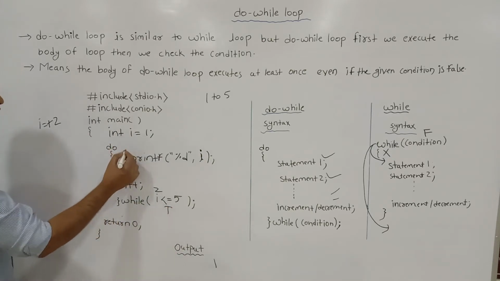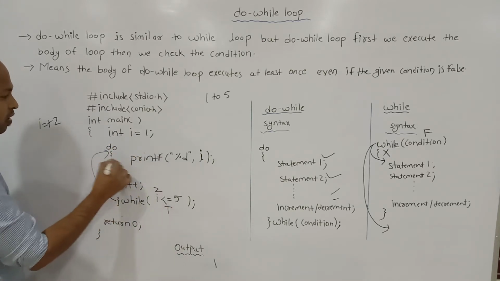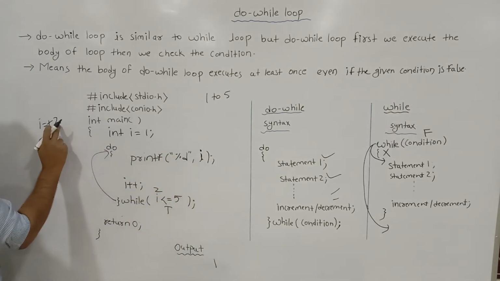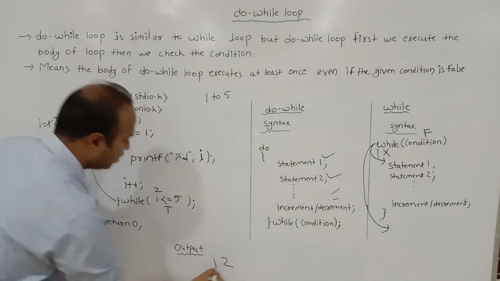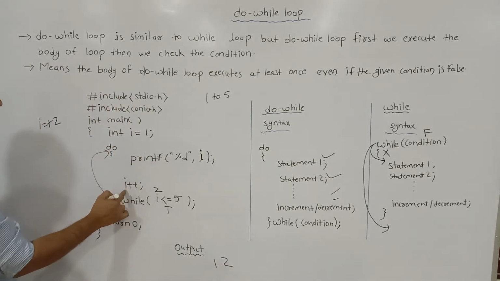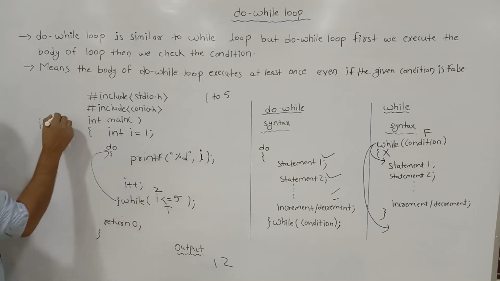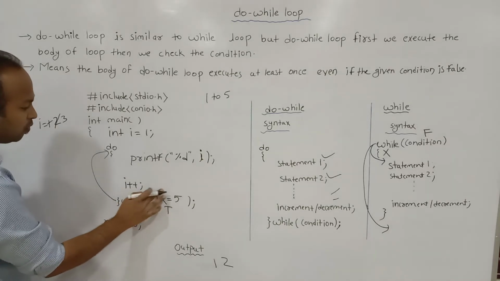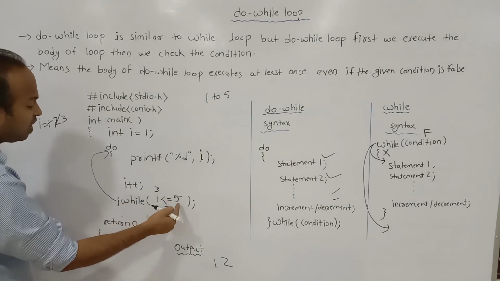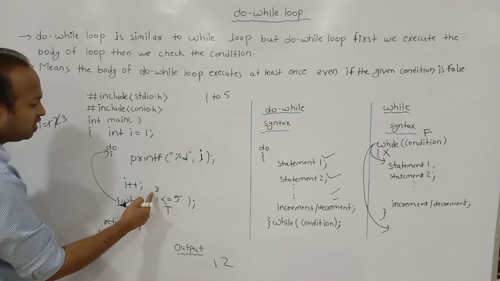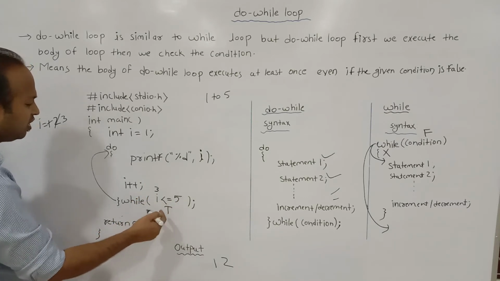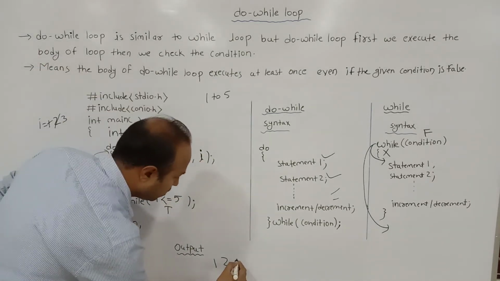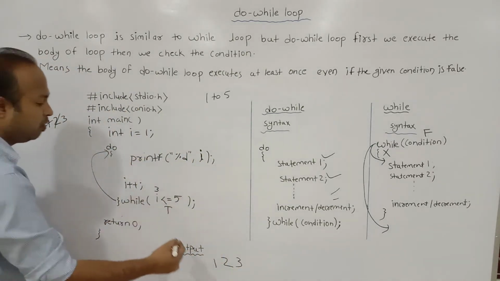Again we jump here and again we execute printf and print the value of i. The latest value of i is 2. Therefore we will print 2. Then we increase the value of i by 1. After incrementing, the new value of i will be 3. Then again we check the condition. Yes, the value of i is 3 and 3 is less than or equal to 5. This condition is again true. Then again we come here and we print the value of i, which is 3, and the same process continues.